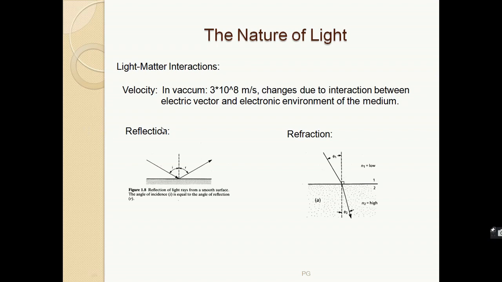And the second property is reflection. When light falls on a smooth surface, it gets reflected, and as we know from the law of reflection, the incident angle is always equal to the reflected angle, i equals r. In refraction, when light falls on the interface between two mediums, it enters the second medium and doesn't follow the path it was following earlier. It bends slightly. Whether it bends towards the normal or away from the normal depends on the relative refractive index of the mediums.